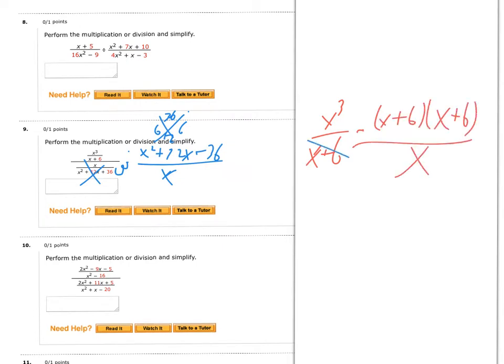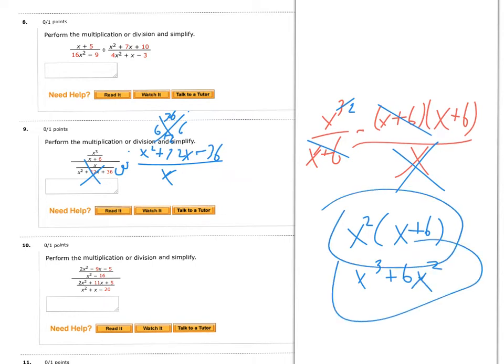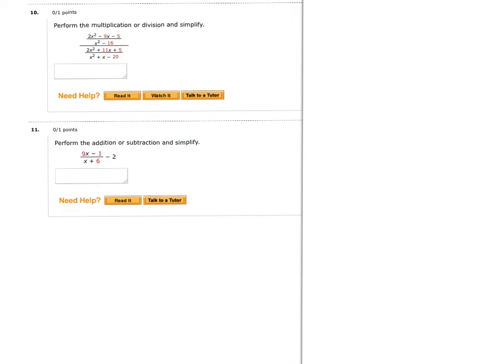So I can cancel out here, and then I can actually, if you think of this as 3x times x times x, I can drop this down to the second power while canceling this out down here. So that leaves me with x squared times x plus 6, which you could probably write it like that, or you could write it as x to the third plus 6x squared. All right, number 10 is very similar to number 9, so I'll let you guys do that.